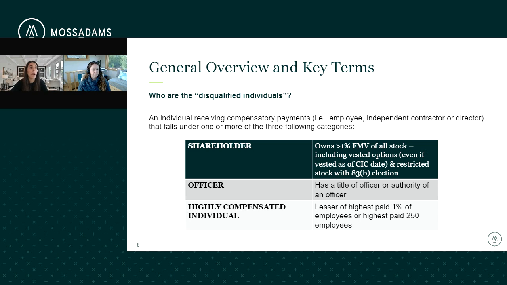The last bucket is highly compensated individuals. This is the lesser of the highest paid 1% of employees or the highest paid 250 employees. So, for example, if a company has 200 employees, which is the highest number in the 12 months preceding the change in control, the two highest paid employees would be considered highly compensated individuals. And usually we see this with officers, but we've seen it include others such as vice presidents, directors, business development employees with high commissions. It's also important to note that some disqualified individuals may fall into more than one bucket.